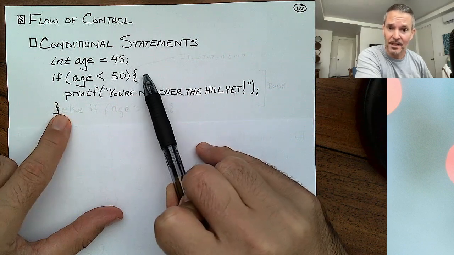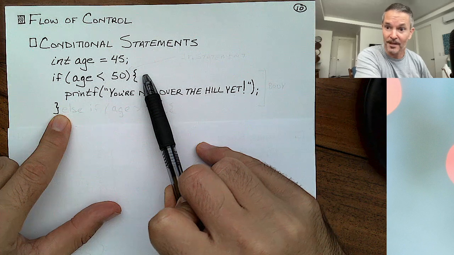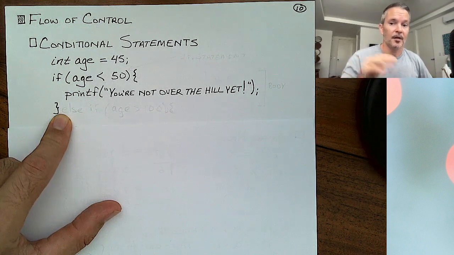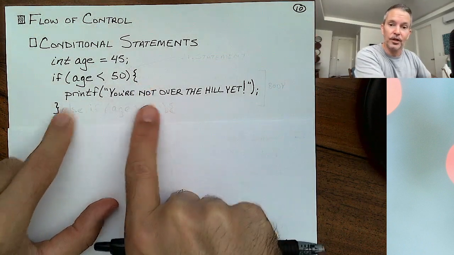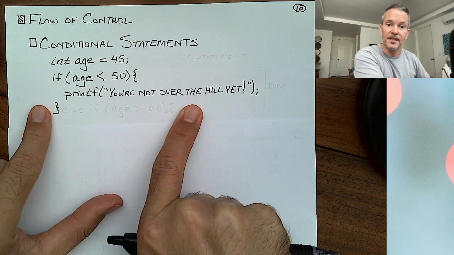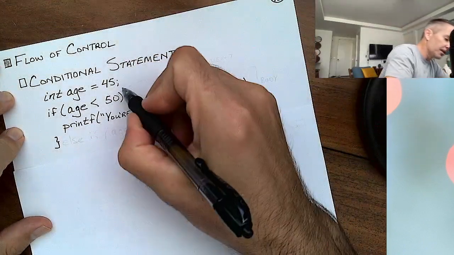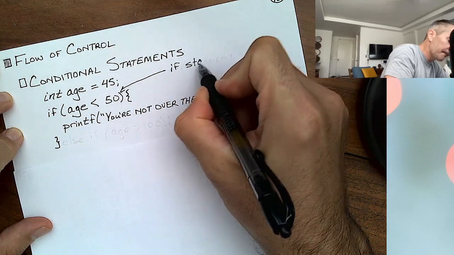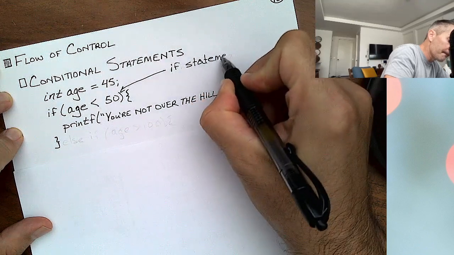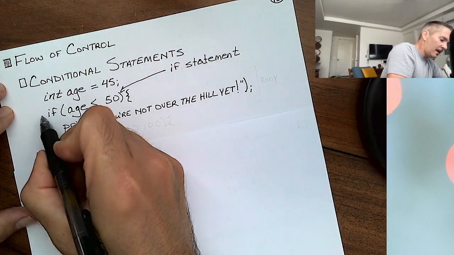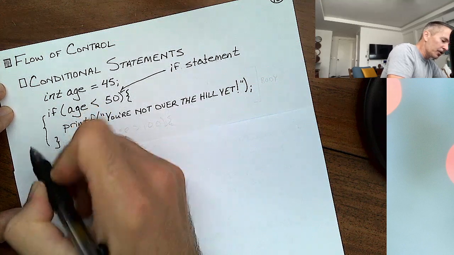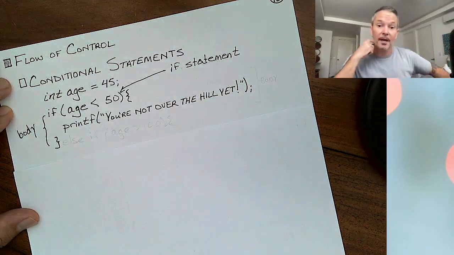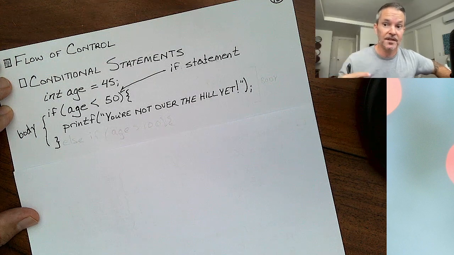This is our first time seeing curly brackets in our programming examples. These are going to be really important. We'll learn more about them in a future video. But basically, they are used to enclose the body of this if statement. So this here is the if statement, is what we will call it. And everything that's between these two curly brackets is called the body of the if statement. So everything in the body of the if statement will be executed if the condition is true.